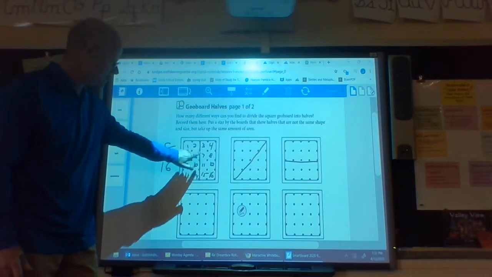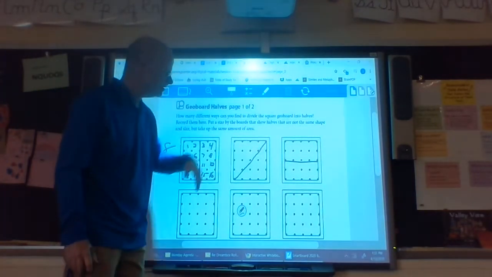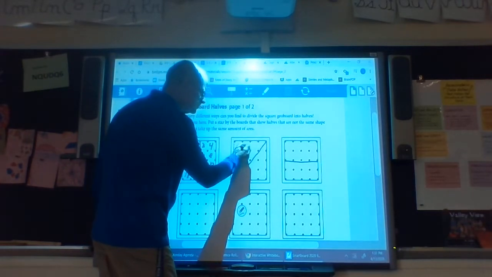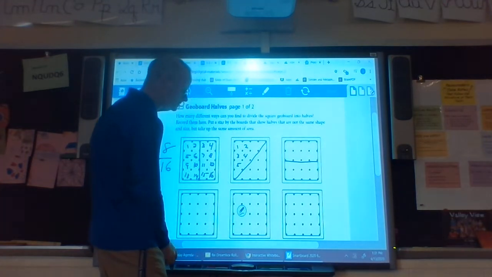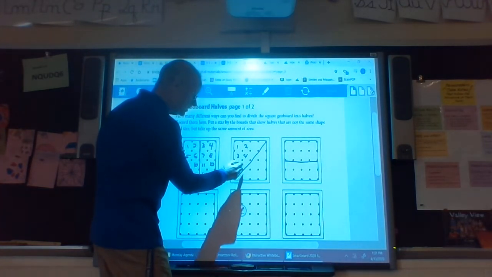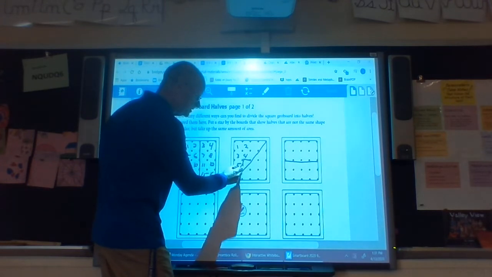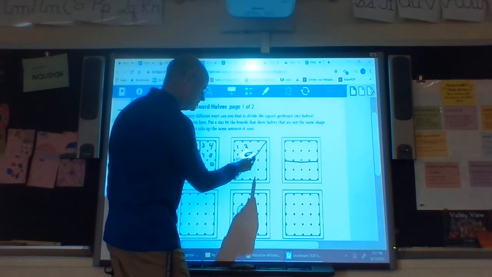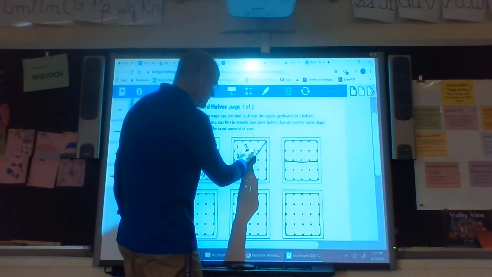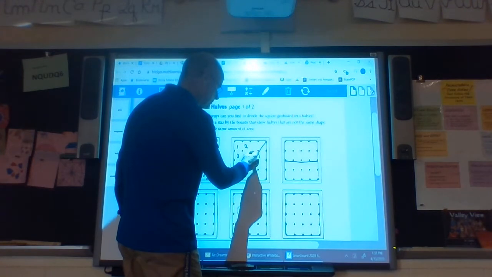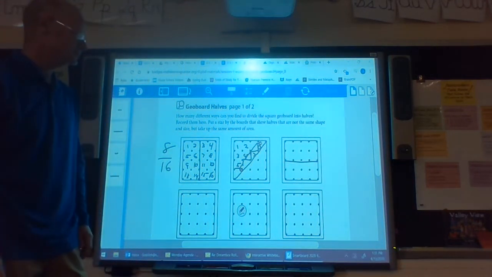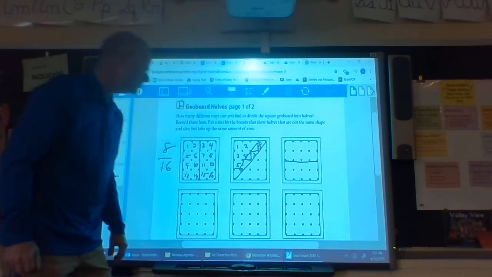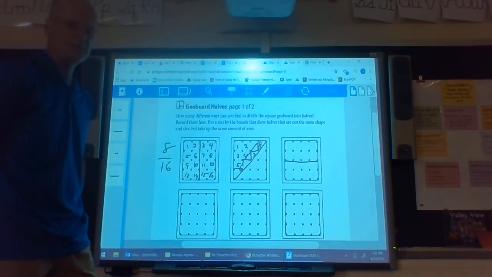Now this one, I can tell I have 8. This one's a little harder. I have 1, 2, 3, 4, 5, and this one together would make 6, and these two together would make 7, and these two together would make 8. So I do have 8 on there. Okay? What I want you to do is on this page and the next page, figure out how many different ways you can cut this into half. And I'll show you a couple of the ways that I did it.